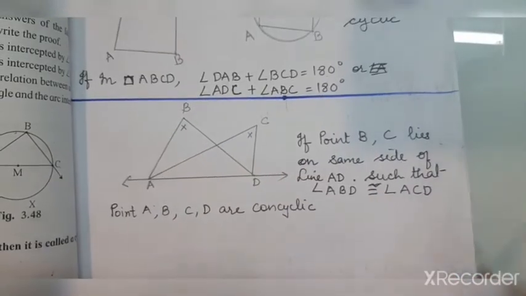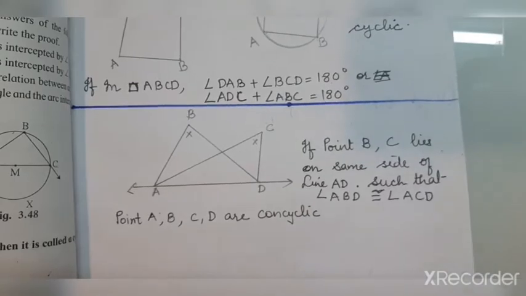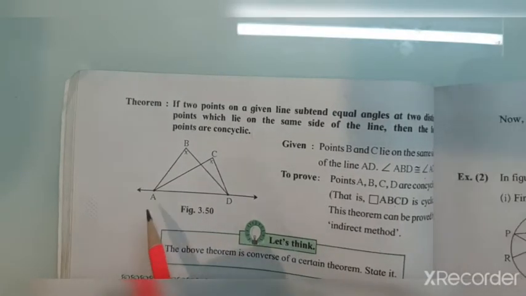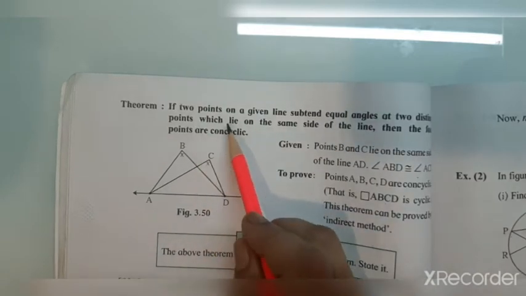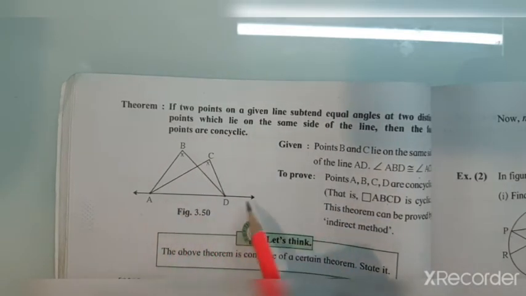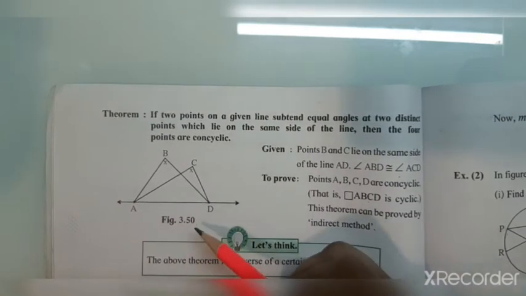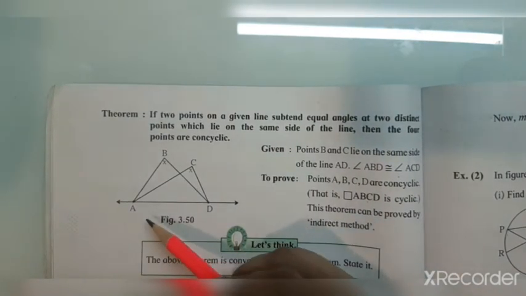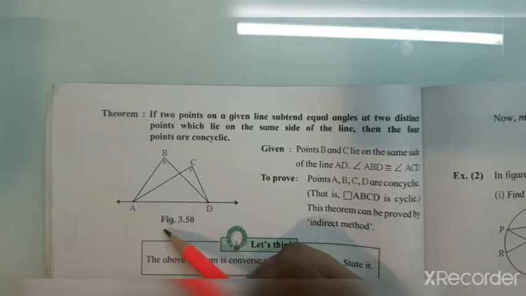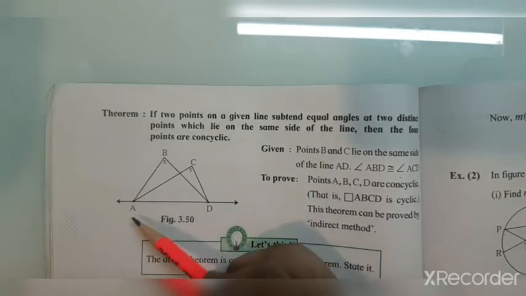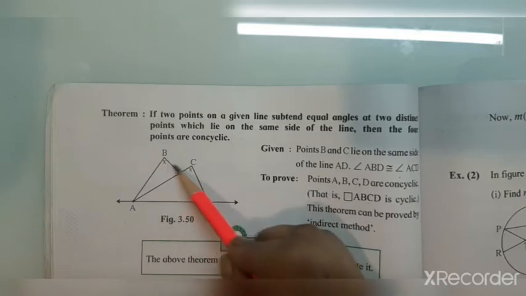Now, after this, in your textbook on page number 70, they have given one more property. That is, if there are 2 points on a line, in the figure they have given point A and point D as the 2 points on the line, and if this line subtends equal angles at 2 distinct points which lie on the same side of the line. So if you see this line AD, they are making 2 angles which are both congruent angles.